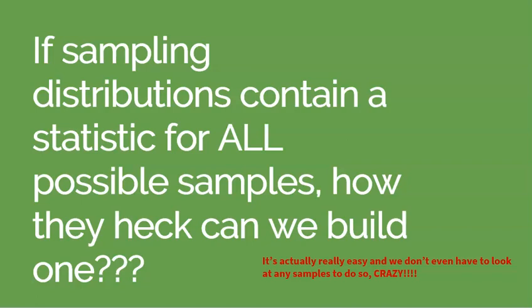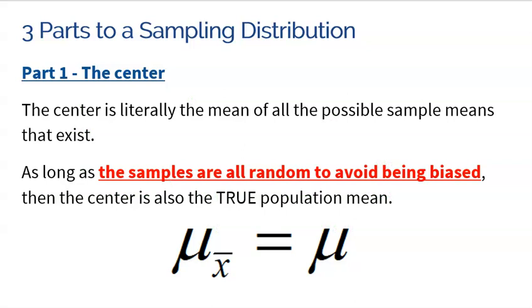Well, it's really easy to do. All we need are three things. The first thing we need is the center. The center is literally the mean of all the possible sample means. I have to keep reminding you, and I'm going to do it until you get tired of it. A sampling distribution shows many sample means, all of the same given size. Now, the mean of all those means is going to be the truth. It's going to be the true mean.